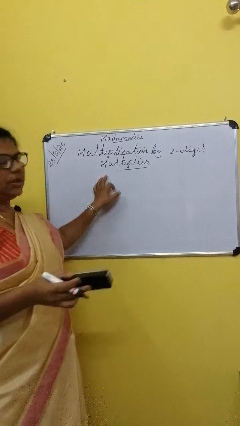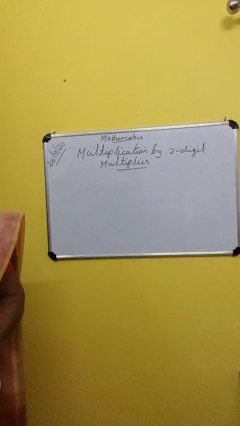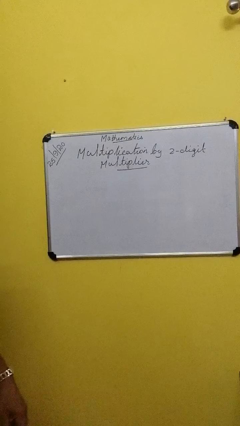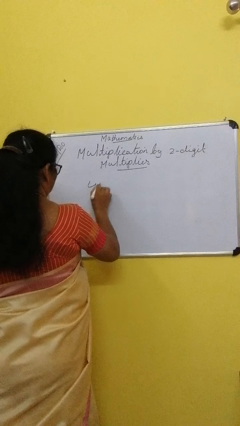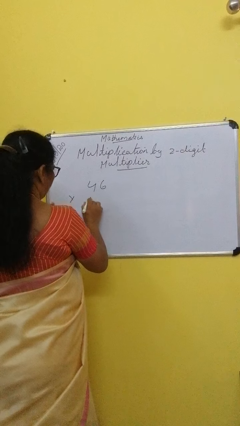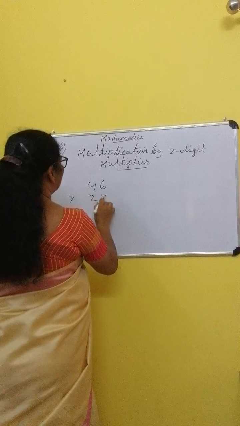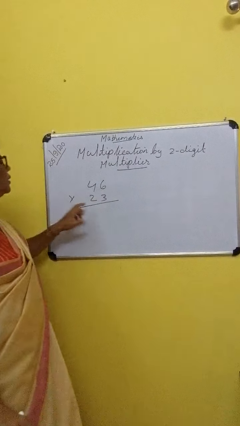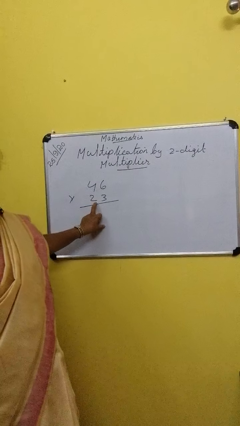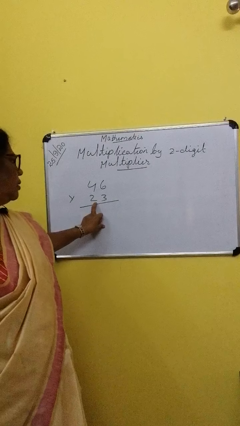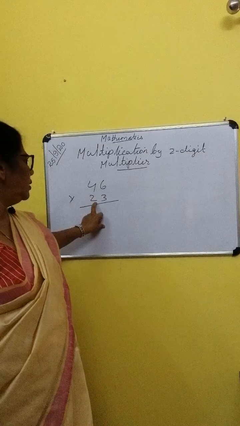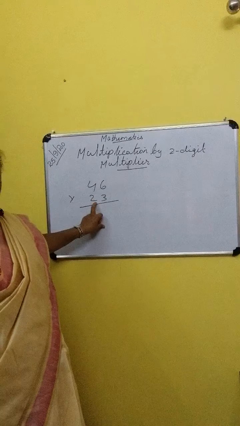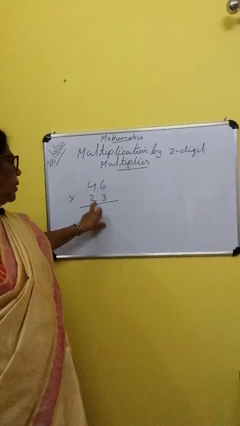Okay, try this. 46 into 23. The multiplier is 23. Still now we studied multiplying by a 1-digit number. Now we are studying multiplying by a 2-digit number. That is called the multiplier.